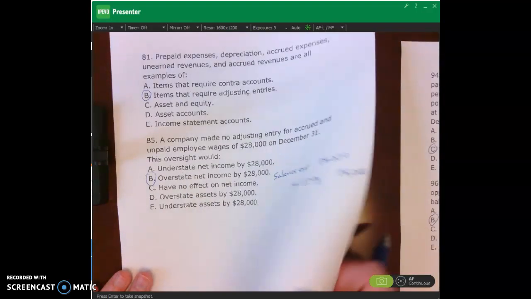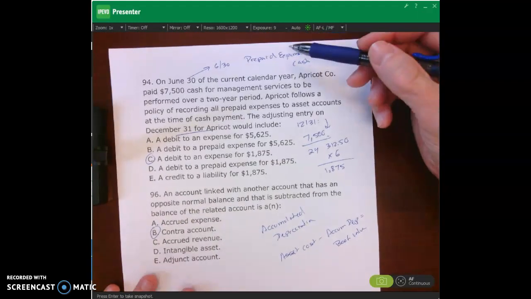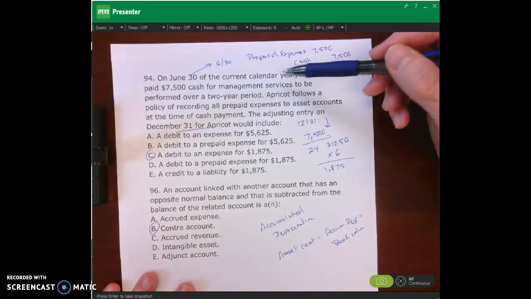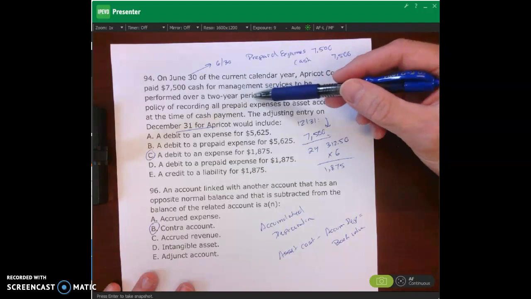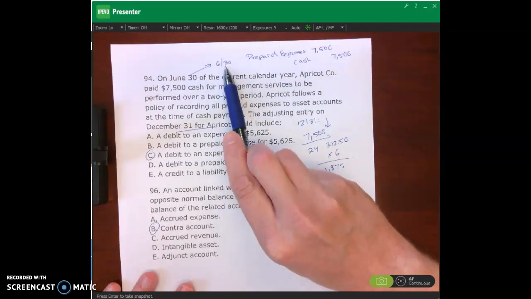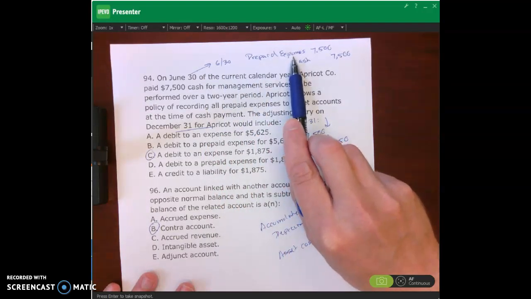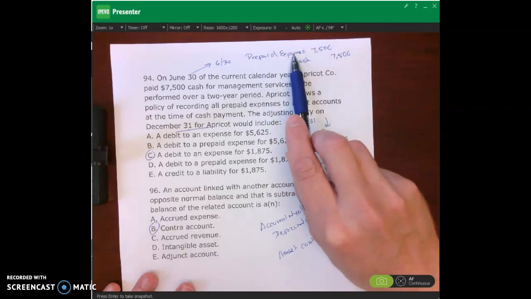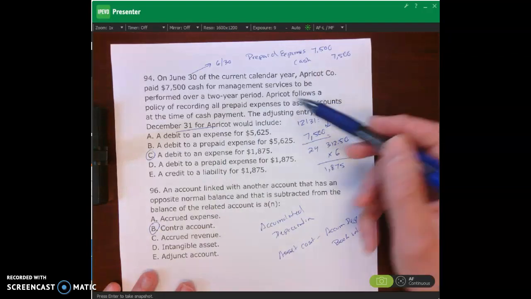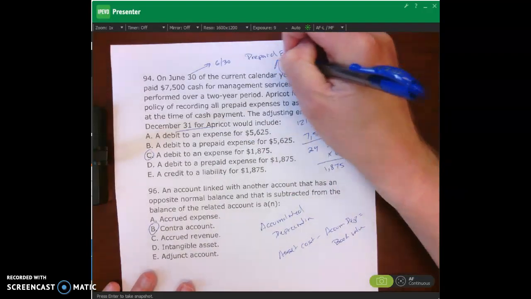Okay? Look at number 94. So it says on June 30th of the current calendar year, Apricot paid $7,500 for management services to be performed over a 2-year period. So I wrote down the journal entry on 6/30. On 6/30, what they would have done was debit prepaid management expenses $7,500, it's a prepaid expense, and then credit cash $7,500. Apricot follows the policy of recording all prepaid expenses to the asset account, which is what I did right there.